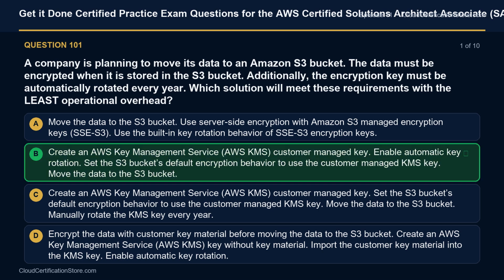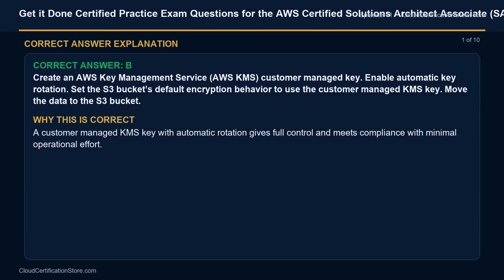The correct answer is B. Create an AWS Key Management Service, AWS KMS, Customer Managed Key. Enable automatic key rotation. Set the S3 bucket's default encryption behavior to use the Customer Managed KMS key. Move the data to the S3 bucket. Explanation. A Customer Managed KMS key with automatic rotation gives full control and meets compliance with minimal operational effort.